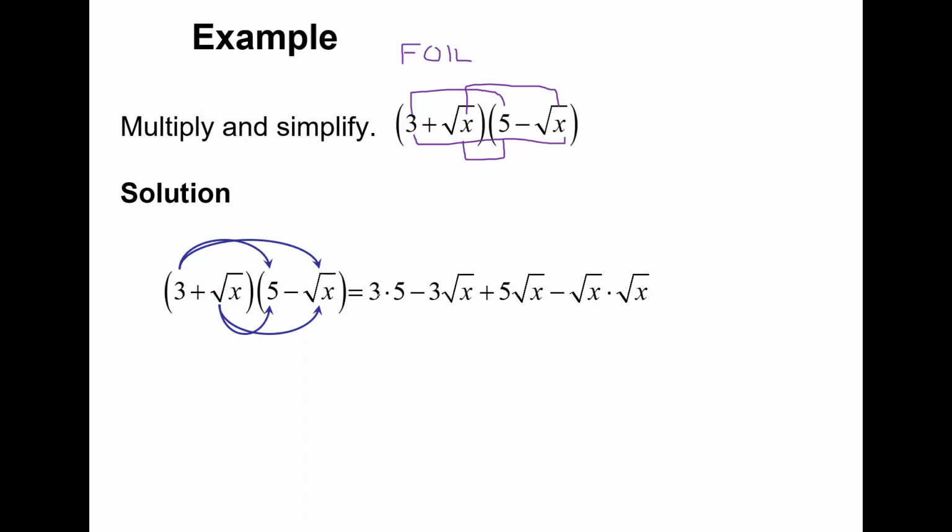So when we do it, we have the 3 times 5, and then we have a minus 3 squared of x, plus 5 square root of x, and then minus square root of x times the square root of x. All right, so what do we have? Well, that's going to be 15 minus 2 square root of x, and the square root of x times the square root of x is just going to be x. Okay, so that gives us 15 plus 2x minus x. Now, if you wanted to write it in a different order, that would be fine. But this would be your final answer. So we could just stop at that point there.